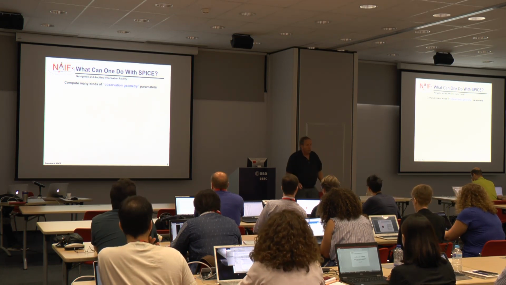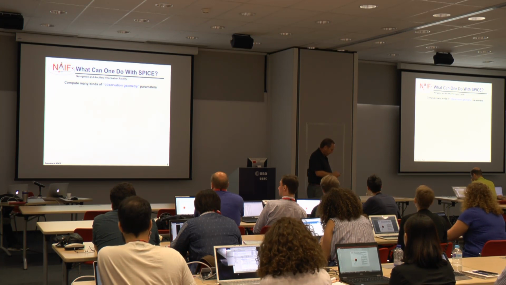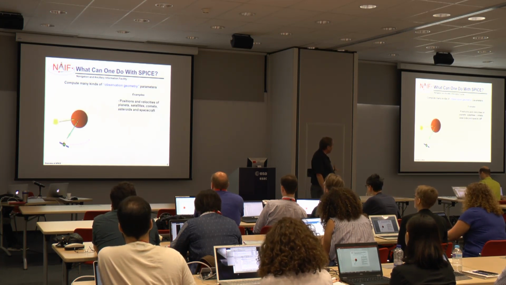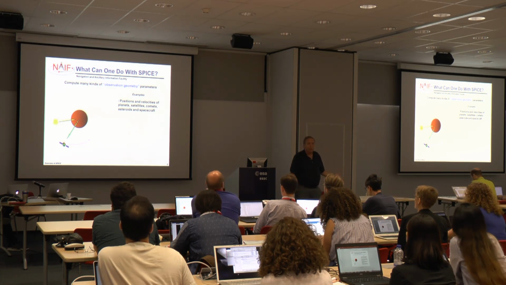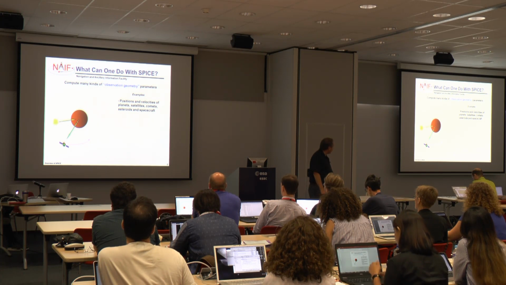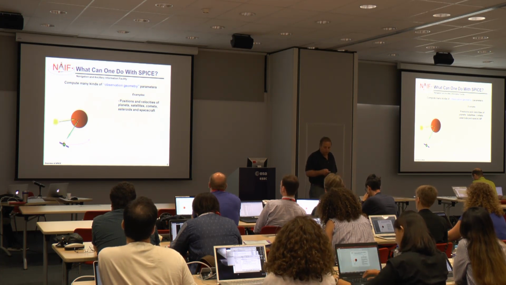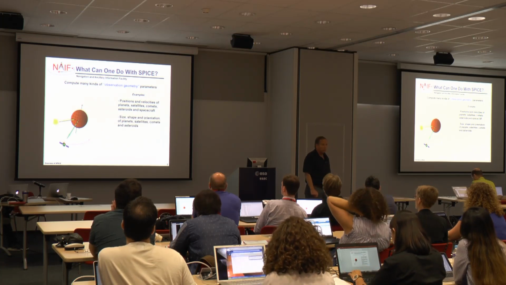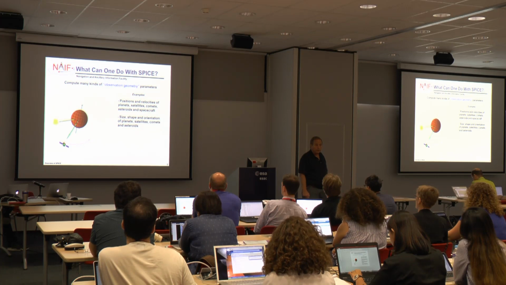Let's get right into it. Well, you can compute a variety of observation geometry parameters. Here's an example: the position and velocity of any one thing relative to any other thing. So planets, satellites, comets, asteroids are just some of them. You can compute, or retrieve, size, shape, and orientation of these same natural bodies.